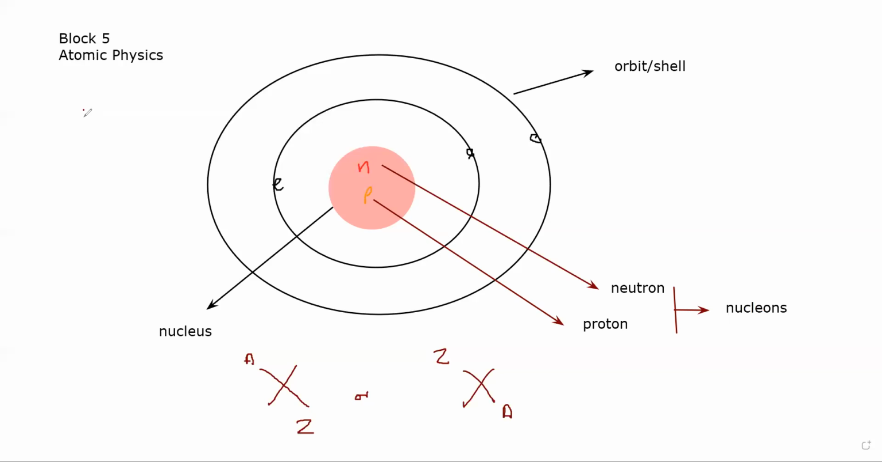Like we have lithium, when we write lithium, Li, and write 7 at the top and 3 at the bottom. So what is the nucleon number, A? What is A here, the nucleon number or the mass number? The nucleon number or the mass number is 7.